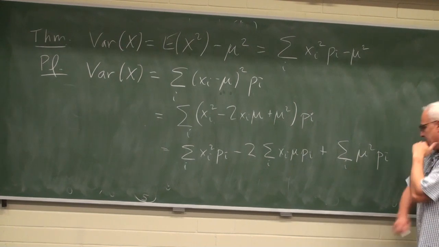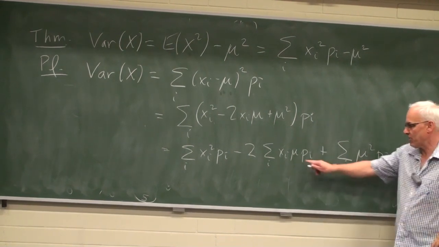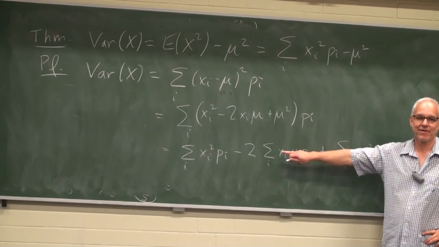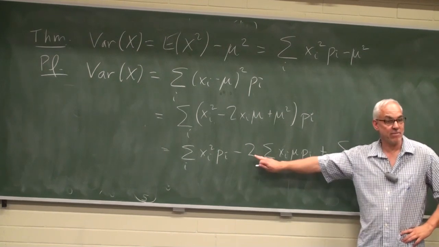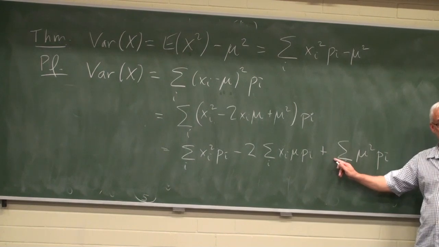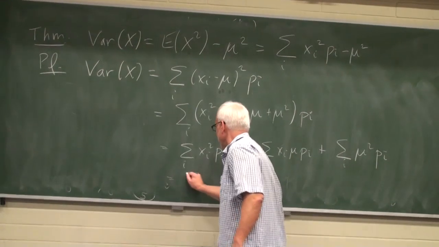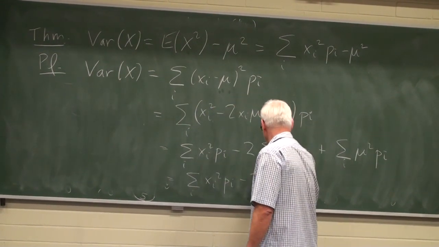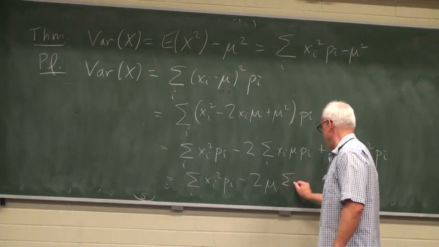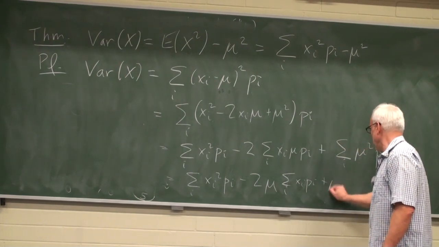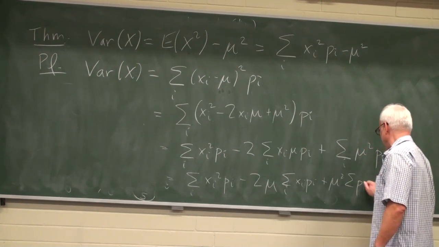Okay, so how can we simplify this? Well, remember that mu, which is the expected value, is a number, just like 2 is. So we can actually bring that outside the summation. And this mu squared is also a number. That can be brought out into the front as well. So if we do that, we get the sum of xi squared times pi, minus 2 mu times the sum of xi pi, plus mu squared times the sum of the pi's.